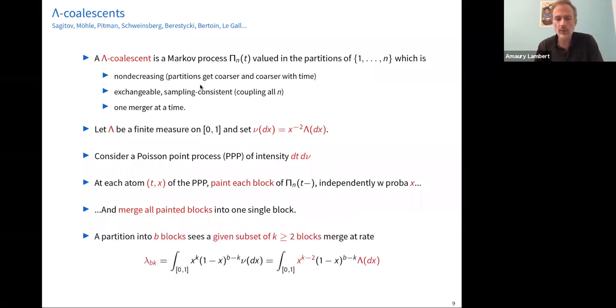Notice that a partition into B blocks sees a given subset of K blocks merge at a rate equal to lambda_{B,K}, which can be written thanks to the measure nu or thanks to the measure lambda. If you look at the second expression, written in terms of lambda, you see that this rate is 0 only if K is equal to 2. And in this case, when lambda equals delta_0, you recover the Kingman coalescent.